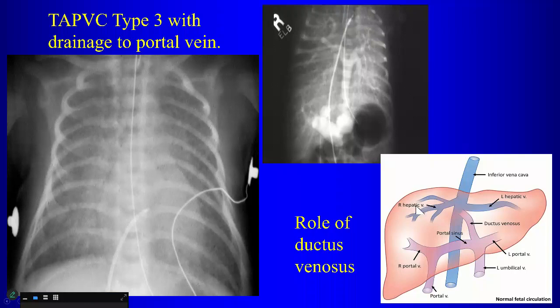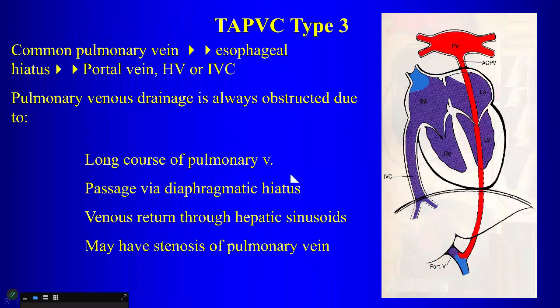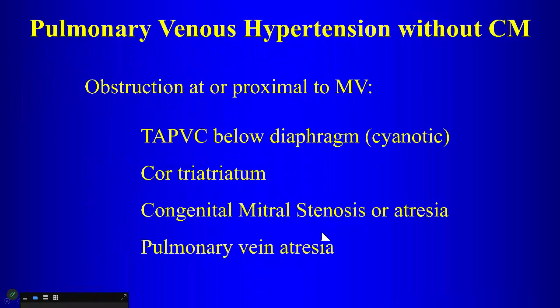Okay? So as long as the ductus venosus stays open, they may not have so much in the way of pulmonary venous hypertension, but once it closes, they can go into failure. So that's total anomalous pulmonary venous return type 3, drainage below the diaphragm. There are other reasons why it might cause obstruction, but this gives you normal heart size and failure.